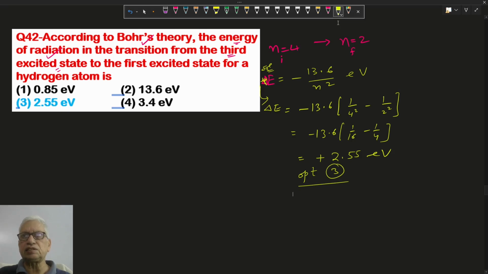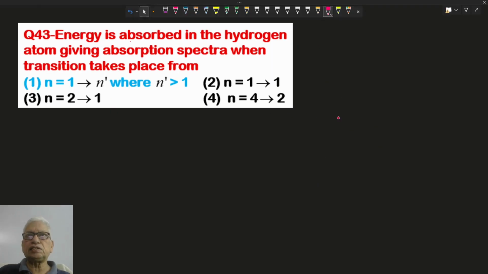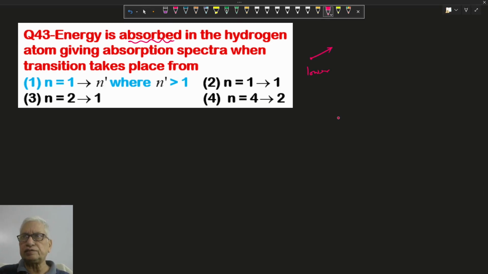In this question, energy is absorbed. It means we are moving from a lower orbit to a higher orbit. Then it is the absorption spectrum. So it is only possible from lower to higher. Second is not possible, higher to lower, and third, higher to lower, is not possible. The absorption is n equal to 1 to 2 and higher than 1, so this is the case of absorption. Only option 1 is correct.